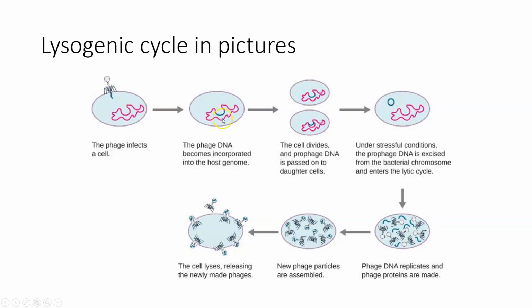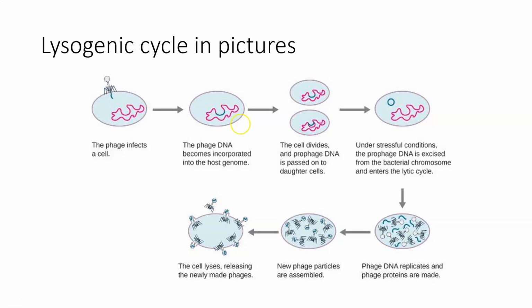Now, every time this cell divides, when it replicates its DNA, it's also going to replicate the prophage. So all of its little baby cells are also going to have that viral DNA inside of it. And so we're getting into all future generations when we put the viral DNA into the host cell. Now, here's the thing about a lysogenic cycle, though. Viruses don't want to stay in a lysogenic cycle forever. What they want to do is sort of bide their time until they know conditions are right.